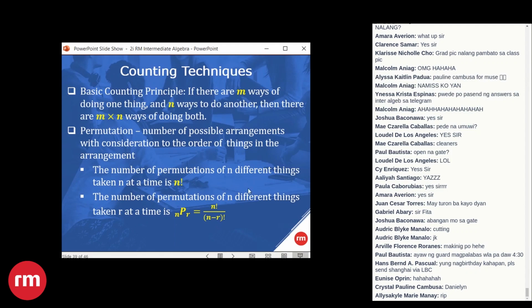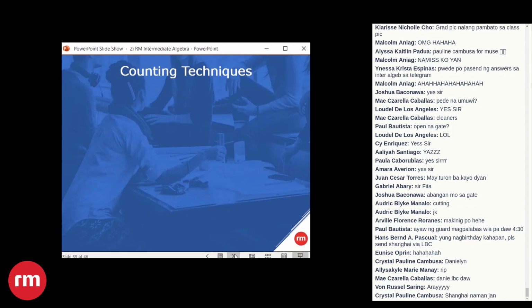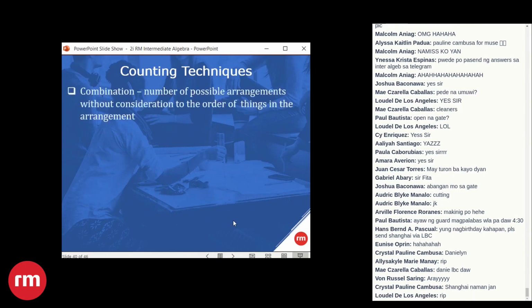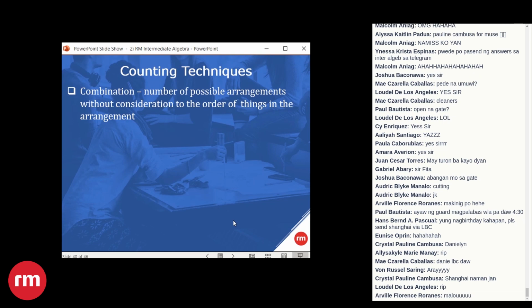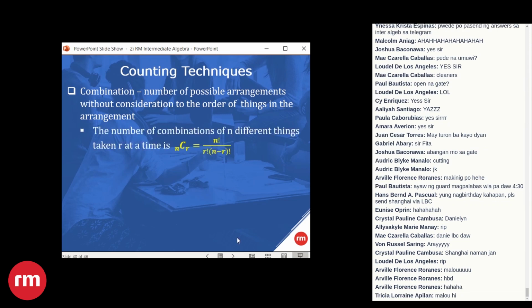For example, the next one is an actual item na lumabas sa UPCAT. Ay, sorry. Yung first item natin, ano? Pero, pasok muna tayo dito. Combination. The number of possible arrangements without consideration to the order of things in arrangement. The formula is given by n combination r, which is n factorial over r factorial times n minus r factorial. Okay pa ba tayo?